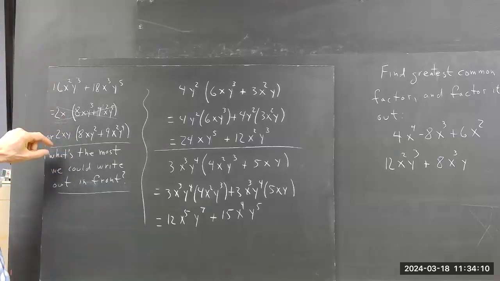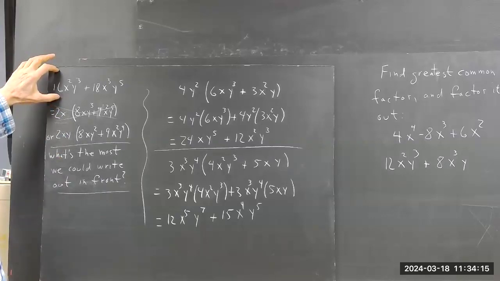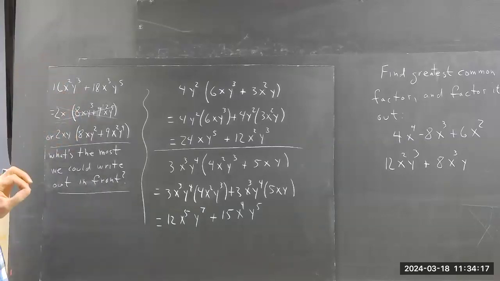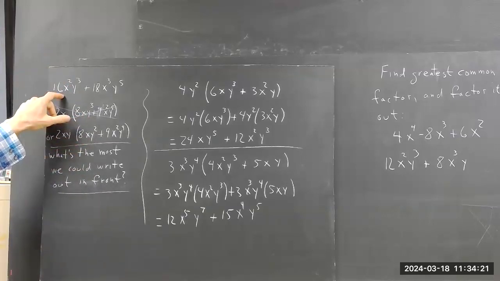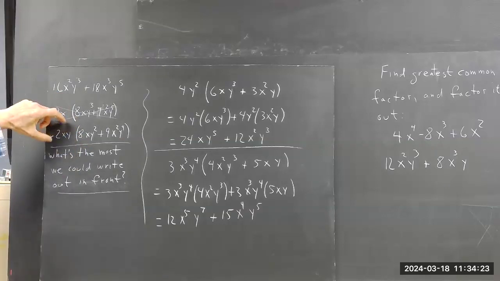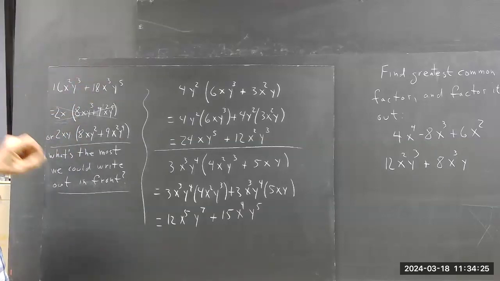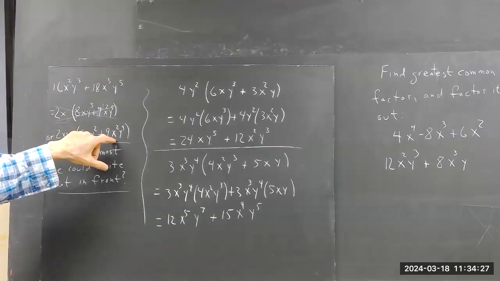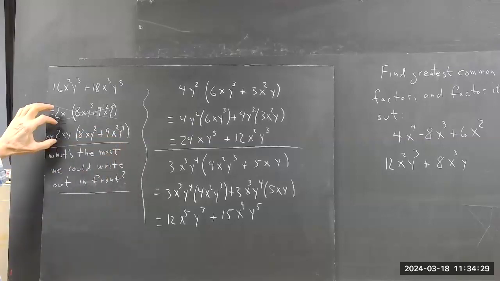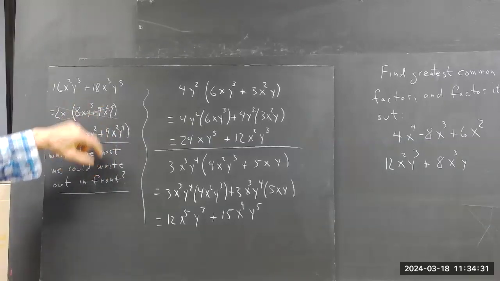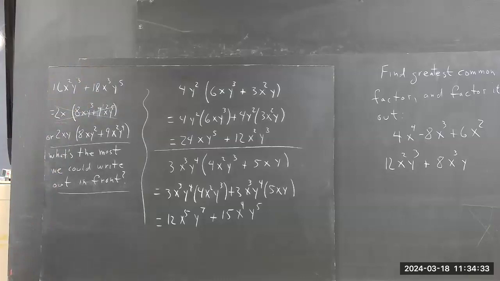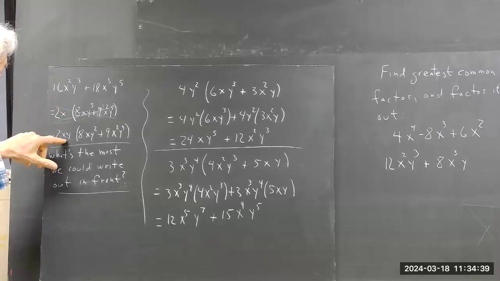another way of looking at it is that if we pull out 2xy from this, it leaves us 8xy squared. It has to be multiplied by 2xy to give us this. And if we pull out a 2xy from this term, it's going to leave us a 9x squared y to the fourth, since 2xy times 9x squared y to the fourth gives us 18x cubed y to the fifth. So we could pull out a 2, we could pull out a 2x, we could pull out a 2xy.